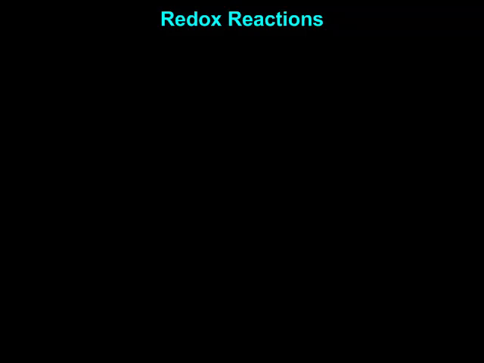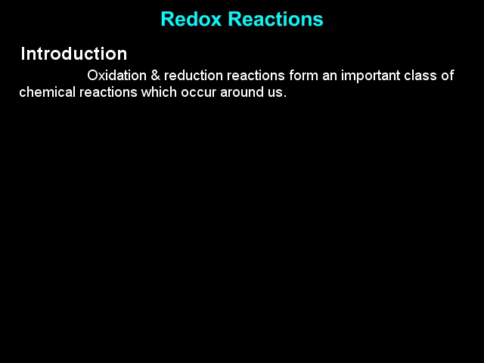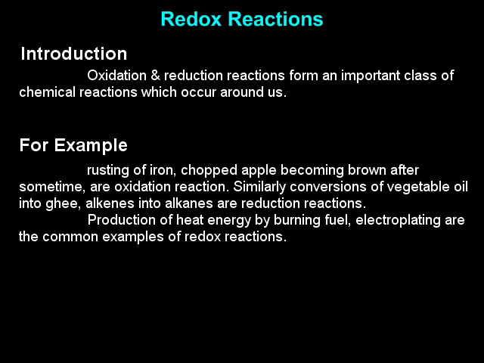Redox reactions. Introduction. Oxidation and reduction reactions form an important class of chemical reactions which occur around us. For example, rusting of iron, chopped apple becoming brown after some time are oxidation reactions. Similarly, conversion of vegetable oil into ghee, alkenes into alkanes are reduction reactions. Production of heat energy by burning fuel, electroplating are the common examples of redox reactions.